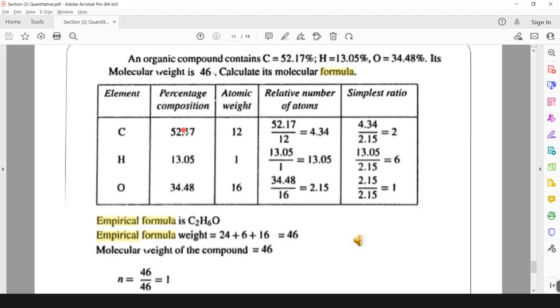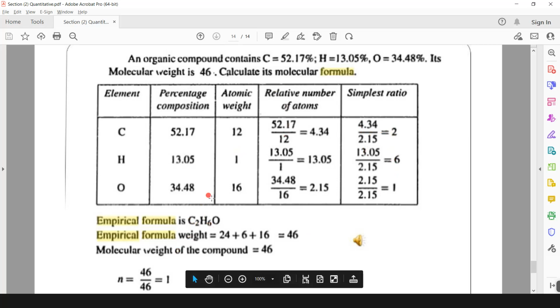Second step, converting the percentage into gram. Third step, calculate the empirical formula by first calculating the number of atoms, weight divided by atomic weight of all the atoms. Give you those numbers, writing those numbers in a formula and dividing the formula on the smallest possible number. It is 2.15. Dividing all by 2.15, it will give you C2H6O. This is the empirical formula.